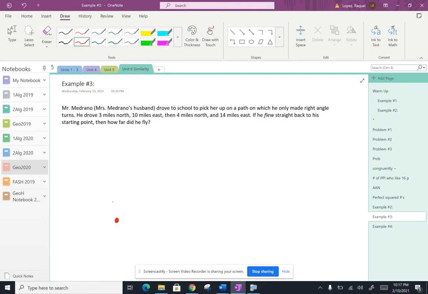And it says he drove 3 miles north. So we're going to go north in this direction. And I'm going to go ahead and draw a little compass on the side here. North, east, south, and west. So he went 3 miles north and then 10 miles east and then 4 miles north and then 14 miles east.